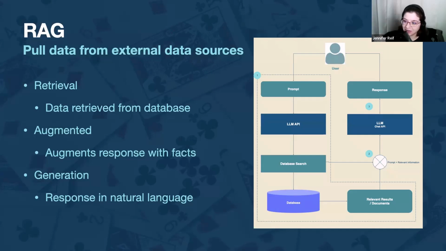So you can kind of see this diagram on the right-hand side. You have this user that asks a question or provides some sort of prompt or input. That's going to send to the LLM. It's going to do a database search, look for the relevant information that it can find in the database. It's going to retrieve that, send that back up to the LLM, and the LLM is going to take all that information and generate a response for that.